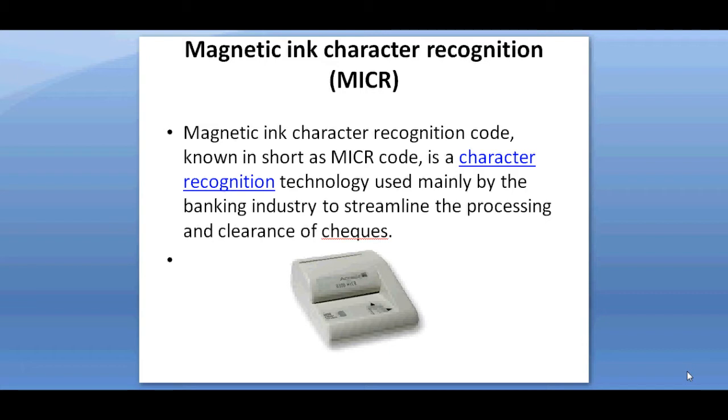This reading process is called magnetic ink character recognition. The main advantage of MICR is that it is fast and less error prone.